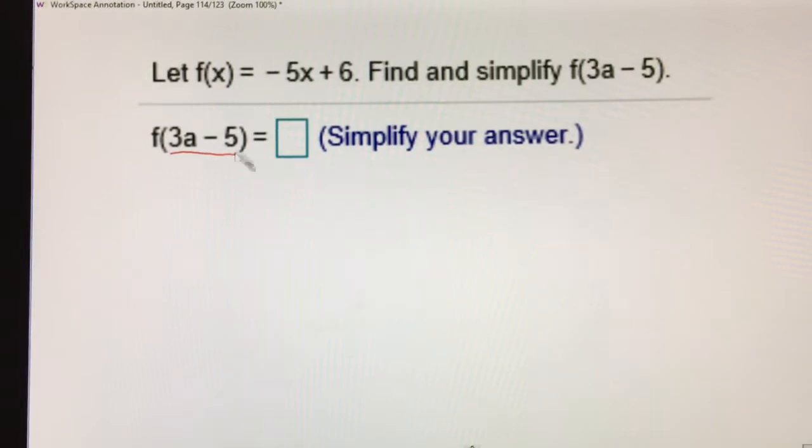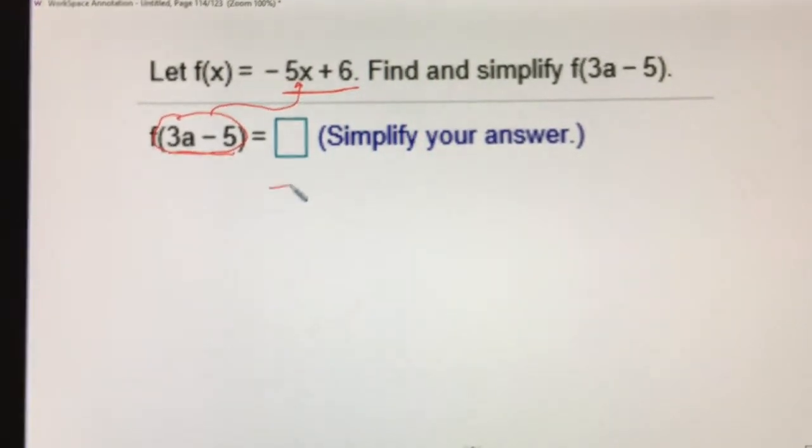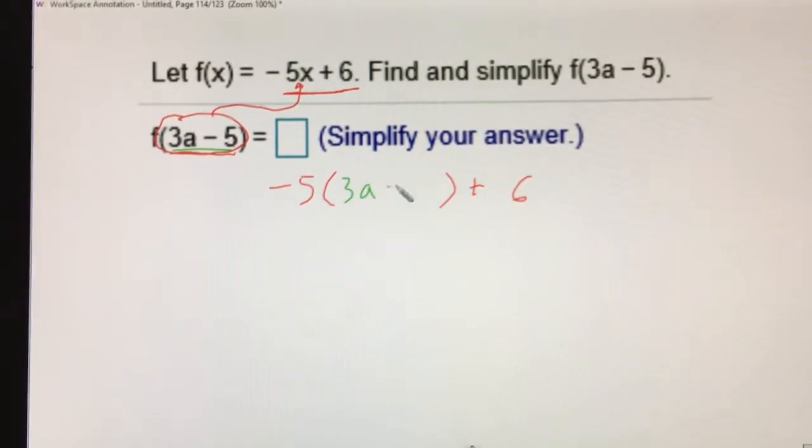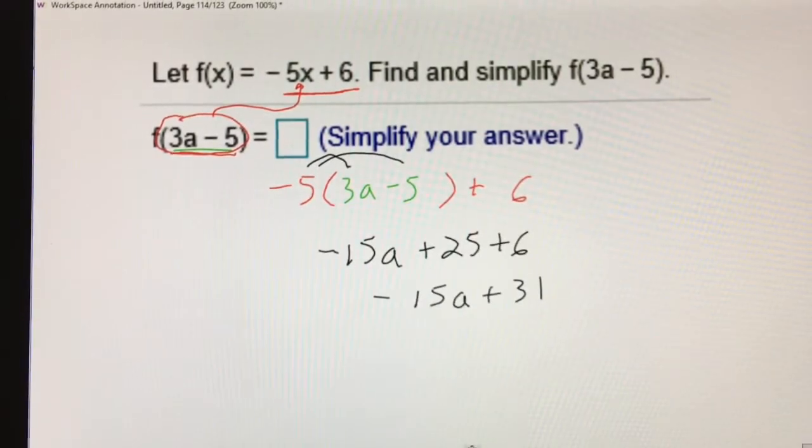F of 3a minus 5. So instead of plugging in a number, I'm going to plug this whole quantity into that x. So I'm going to rewrite it as -5 times something plus 6. And the something is this 3a minus 5. So go ahead and do your algebra. -15a plus 25 plus 6. Final answer, -15a plus 31.